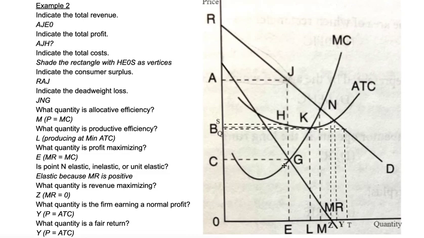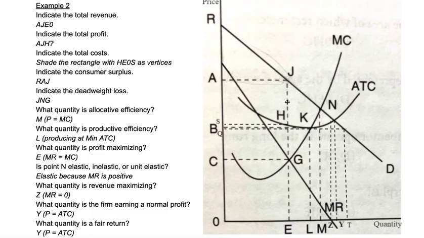So this rectangle, AJEO, no specific order, would be your total revenue. Where's your profit? Well, at this quantity, where's your price? Right here. At this quantity, where does it hit the ATC curve? Right here at H. So your profits would be AJHS, that nice rectangle right there. Anything below the ATC would be your total costs. So SHEO would be your total cost, because it's price times your average total cost.